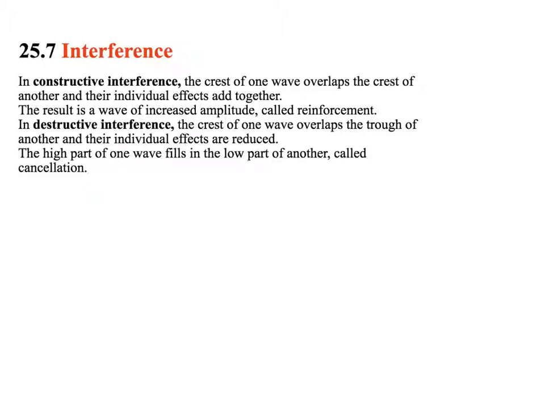In constructive interference, the crest of one wave overlaps the crest of another wave and their individual effects add together. The result is a wave of increased amplitude called reinforcement. In destructive interference, the crest of one wave overlaps the trough of another wave and their individual effects are reduced. The high part of one wave fills in the lower part of another, called cancellation.